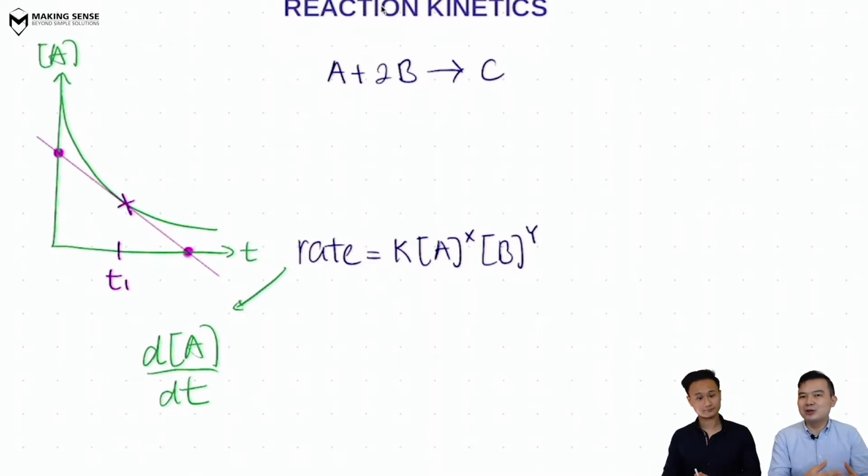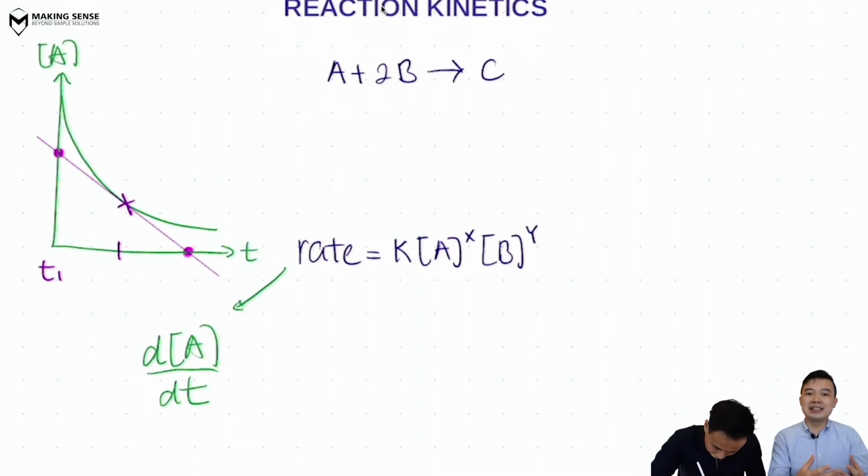Now, what happens if I want to look at this thing called the initial rate then, Mr. Tim? Okay, then if that's the case, I need to make my t1 basically 0. Right? So we're going to take a look at the point where t is 0, and we are going to measure the same thing. We're going to draw the tangent and find out the gradient as well.